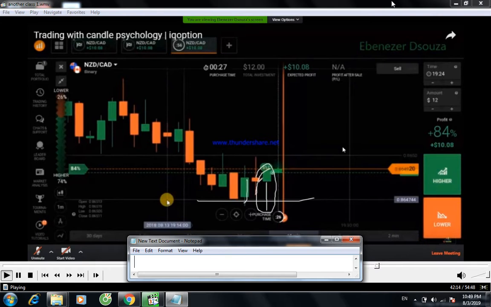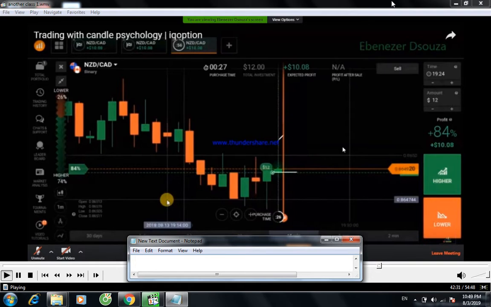Again you are seeing one strong rejection from the buyer's area, and you are seeing one bullish candle here. It means buyers entered very strongly. You are seeing strong buying pressure at this area. So you can place a call option.